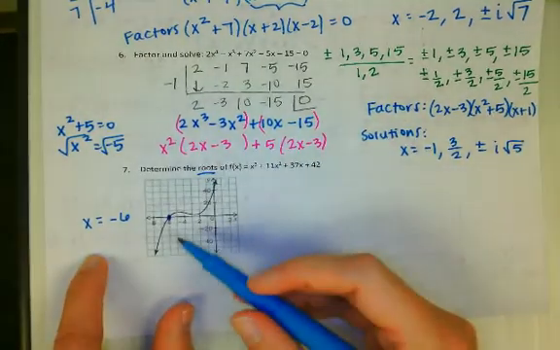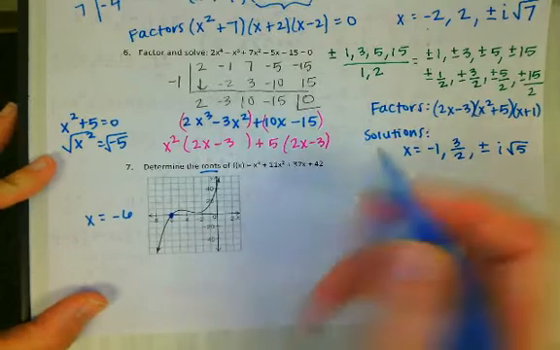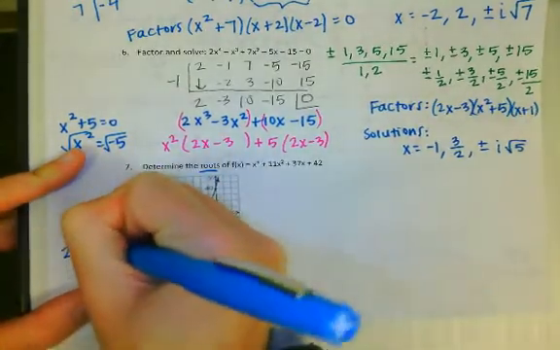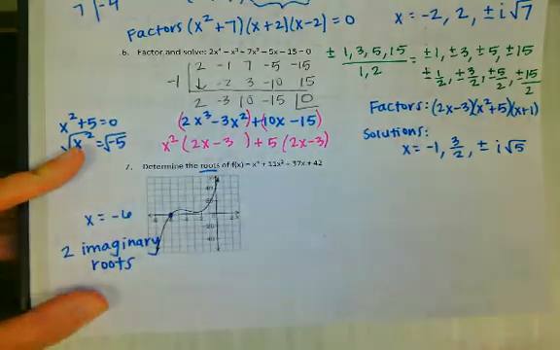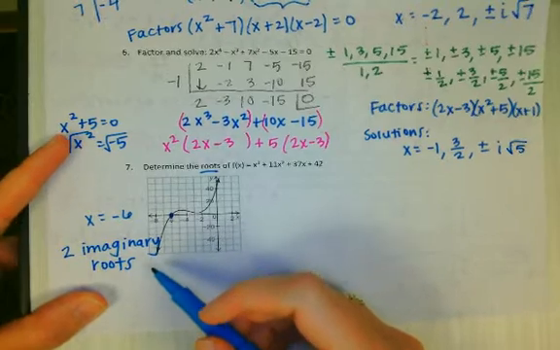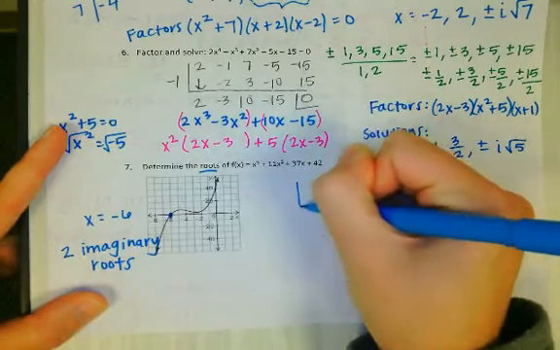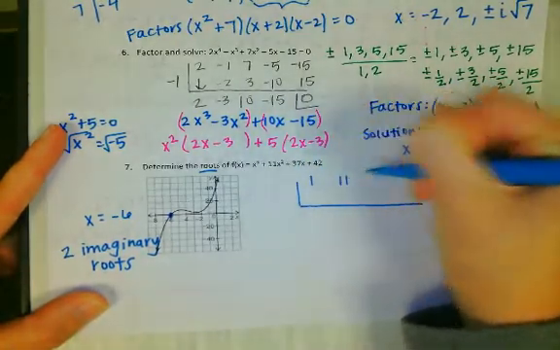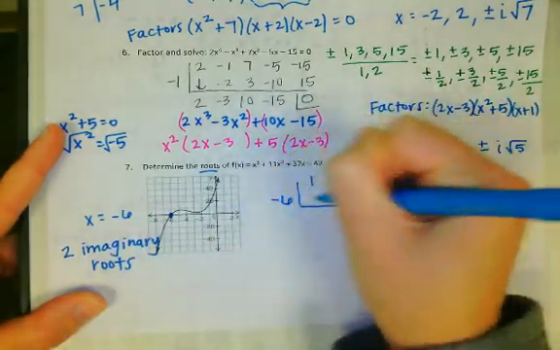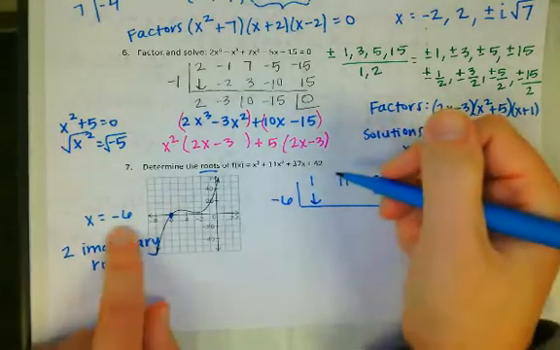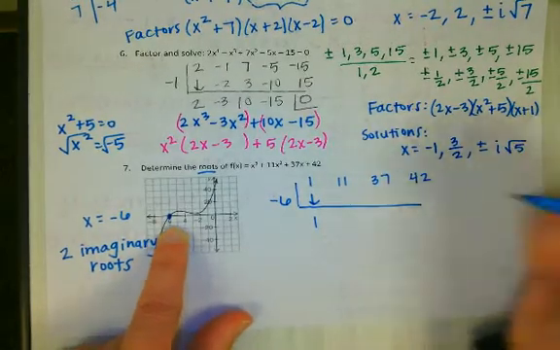Now, here's the question. I don't see any other roots. So what does that mean? The other two roots are going to be imaginary. So you might say, let's just not find them then. Well, unfortunately, that's not an option. So we can use synthetic. 1, 11, 37, 42, and I can use negative 6 here because I know that it's a root that works. It's an actual root of this function. I don't have to use pencil.